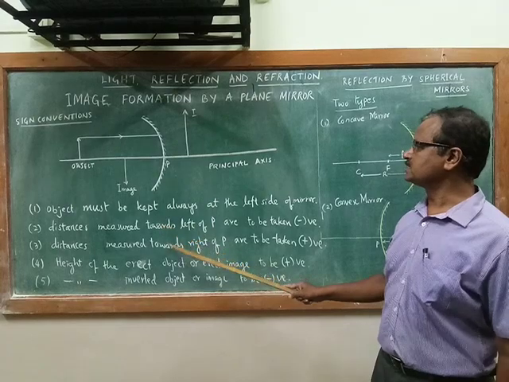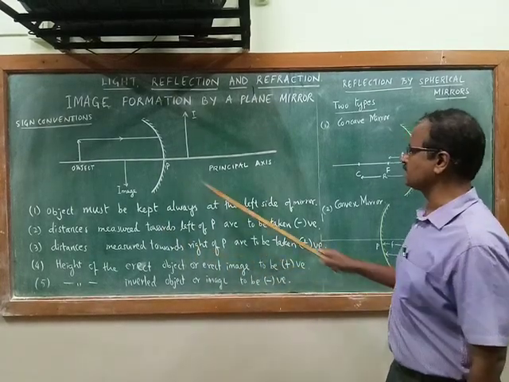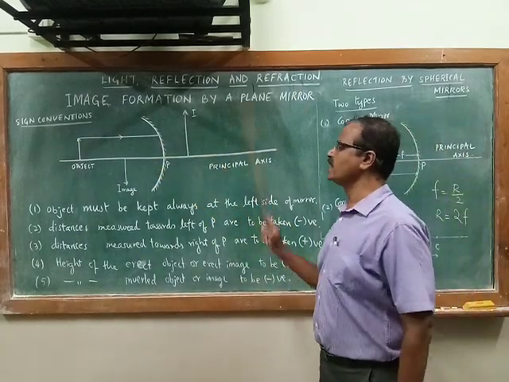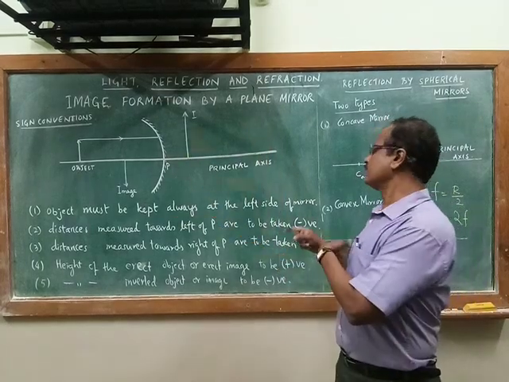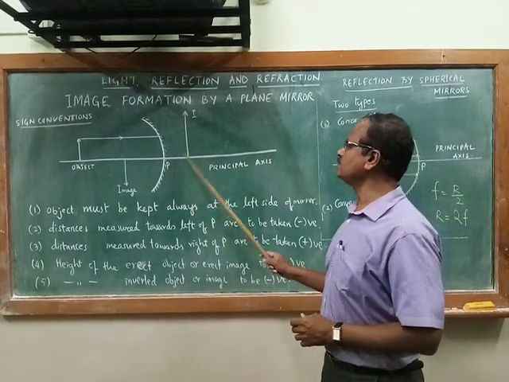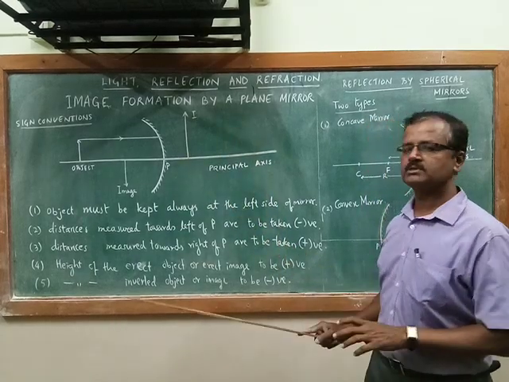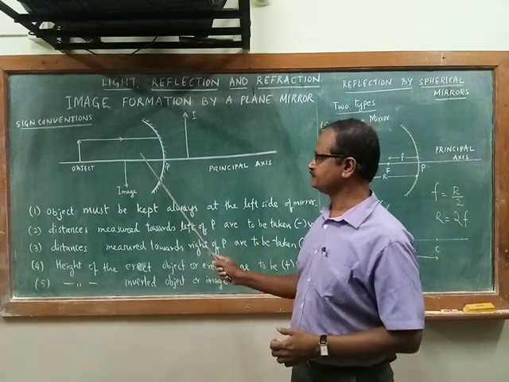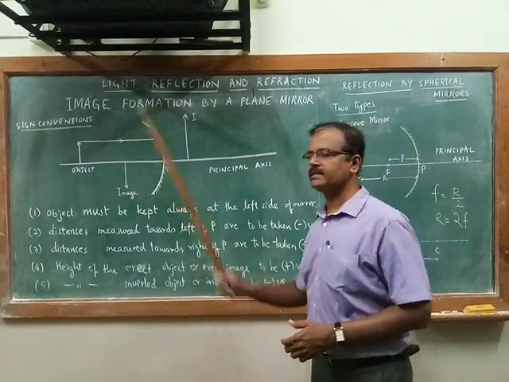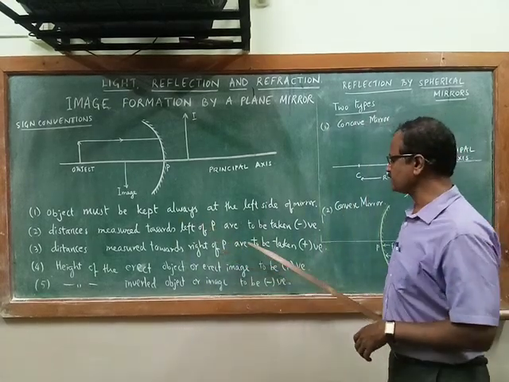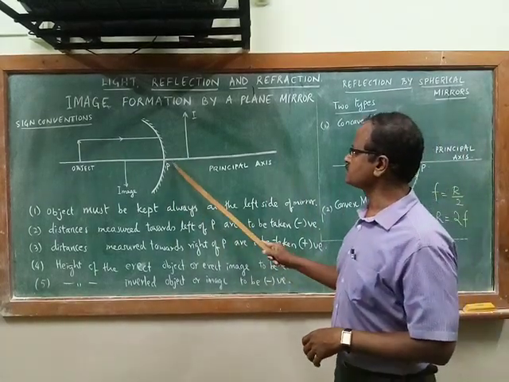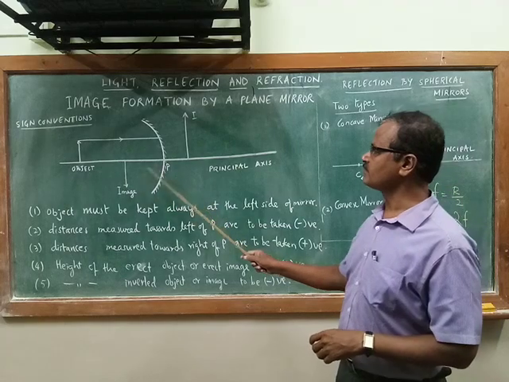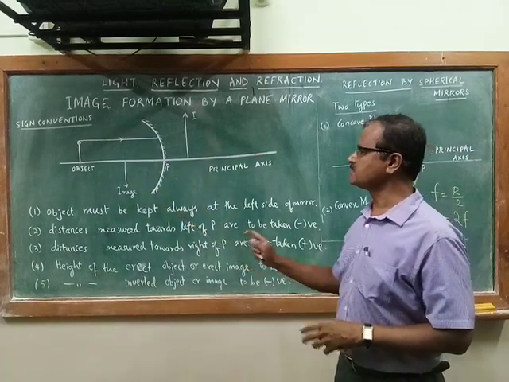Then the distances which are measured towards the right side of the pole will always be taken positive. For example, if the image is formed behind the mirror or behind the lens, then that image will be towards the right side. Therefore, the image distance becomes positive. If the image is formed on the same side, at the left side again, then the image distance will be taken negative. Remember, when images are formed towards the right side, image distances are positive. When images are formed towards the left side, image distances are negative.